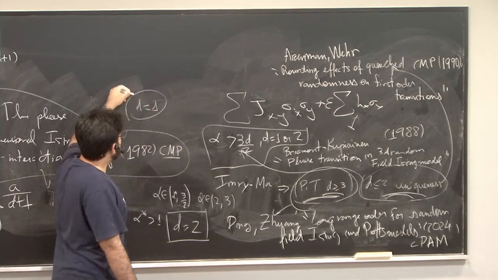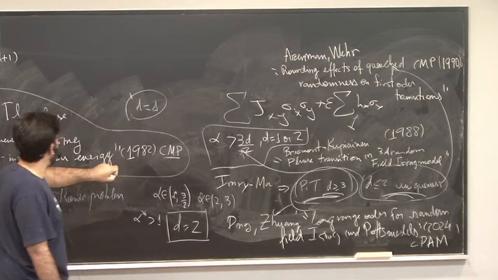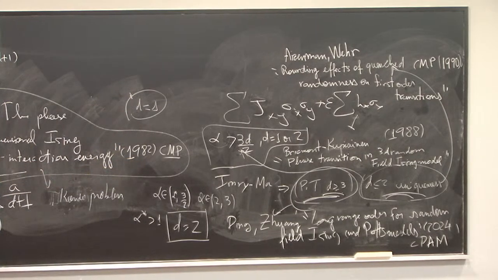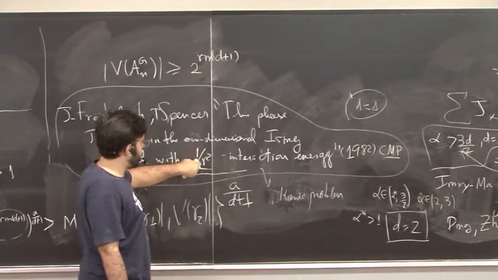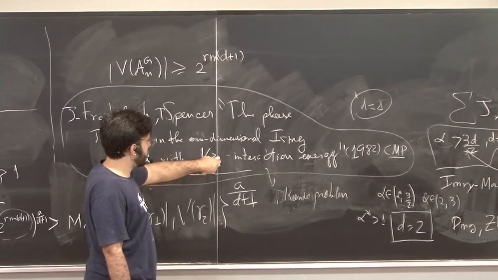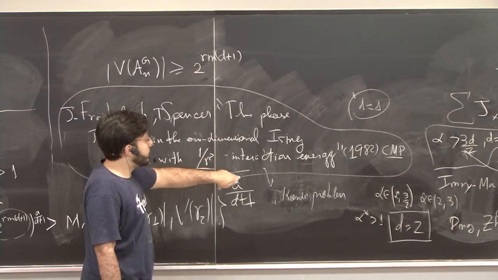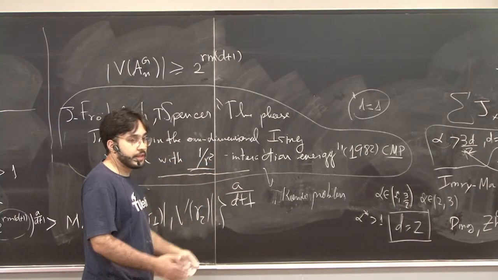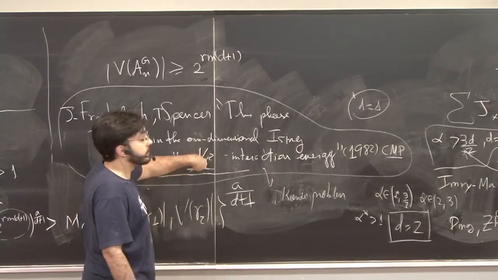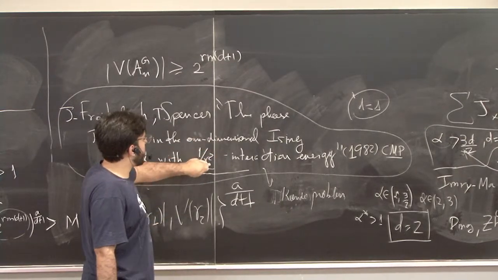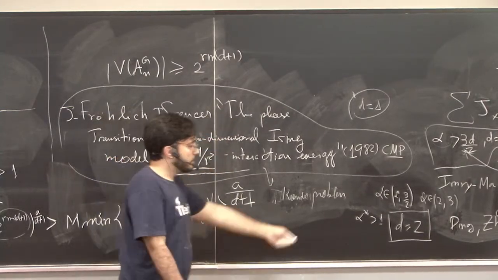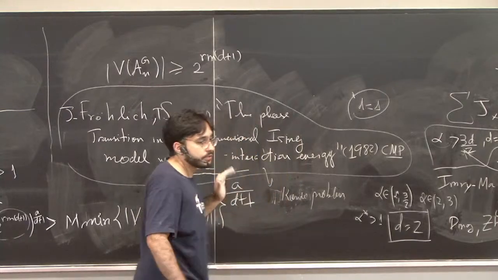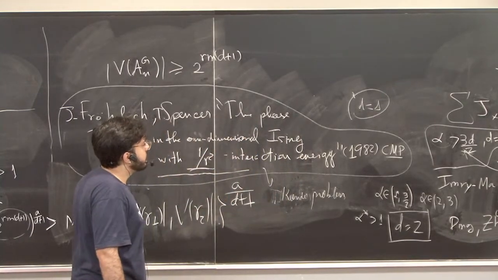why did they do it in D equals 1? Because in D equals 1 there are multi-scale contours by Fröhlich. Of course, the argument is for interactions of type 1 over r squared. But there were other researchers that extended this argument to other decays. So 1 over r squared is not necessary. You can have 1 over r to the power alpha, but you have some restriction on the alpha so that you can make the argument.